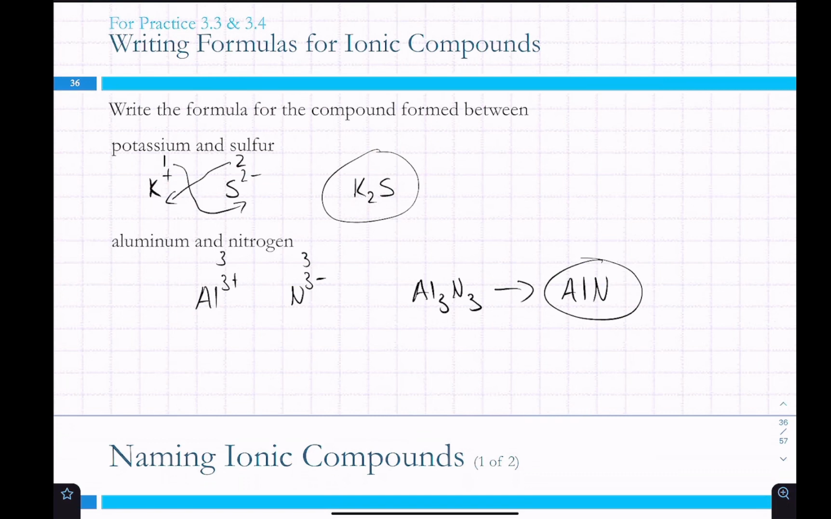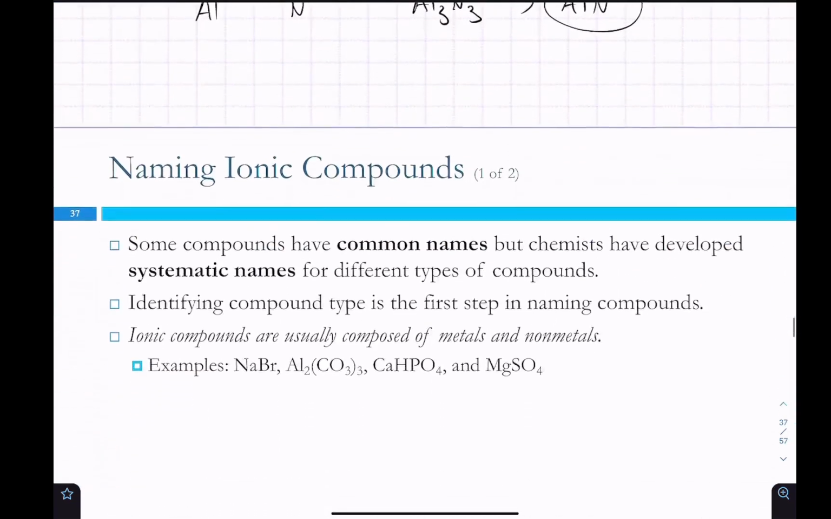So whether you need to use the crisscross method, if you need to use the crisscross method, use it. Just make sure you simplify everything. If you don't need the crisscross method, that's fine too. But the positive charges should add up to the same as the negative charges. Always.